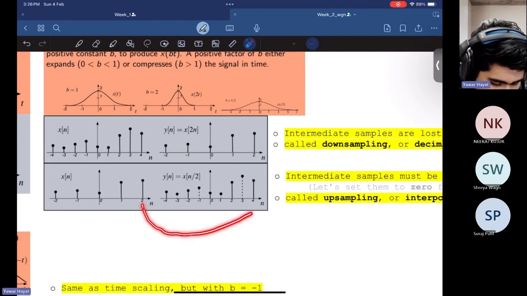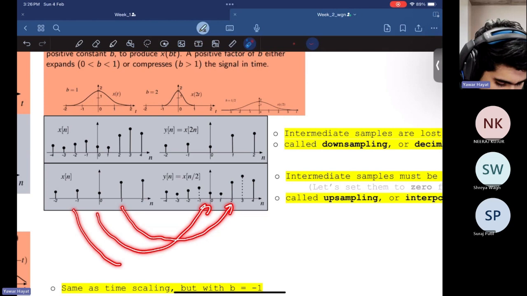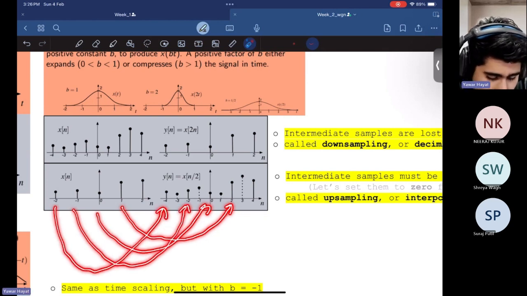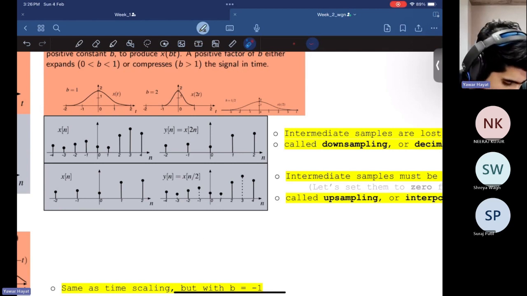So corresponding to 2, we get this sample. Corresponding to 1, we get this sample. 0 is 0, minus 1 is minus 2, minus 2 becomes minus 4. Is this clear? If anyone has any doubt, they can either write in the chat or unmute and ask that out.